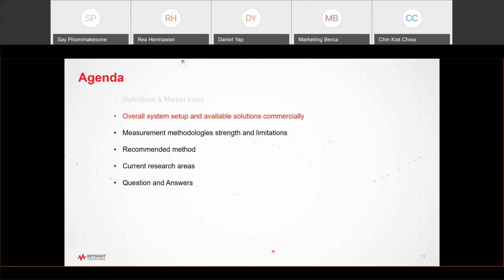So with that, let's go to some of the measurement methods and their strengths and limitations. Again, if you have any questions, please feel free to ask.